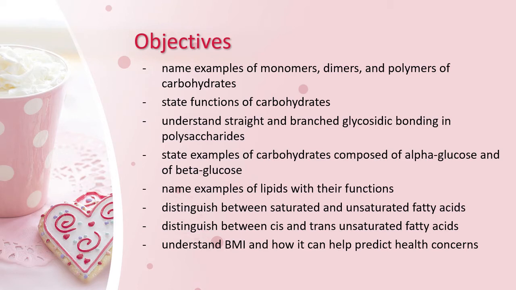Objectives for today: we are going to name examples of monomers, dimers, and polymers of carbohydrates. We're going to talk about some functions of those carbohydrates. We're going to look at the differences between straight and branched chains of polysaccharides. We're going to state some examples of carbohydrates that are composed of alpha glucose and some that are composed of beta glucose. We're going to name examples of lipids and their functions. We're going to talk about the differences between saturated and unsaturated fatty acids, as well as between cis and trans unsaturated fatty acids. And then we're going to wrap up with a little look at BMI, body mass index, and how it can help predict some health concerns.